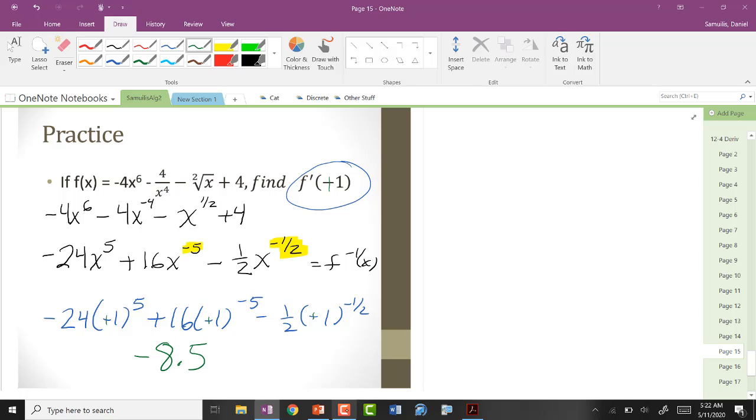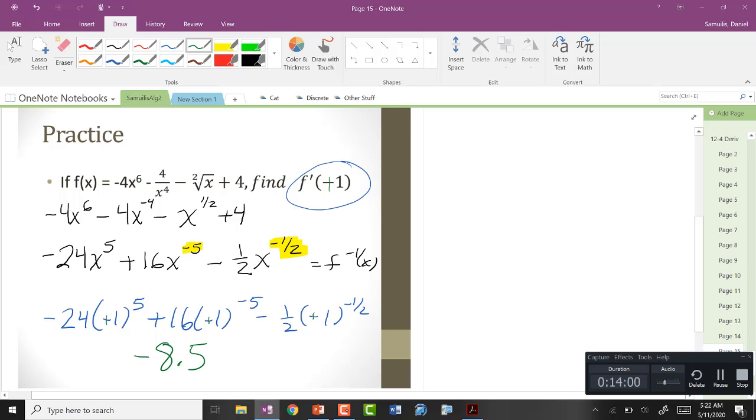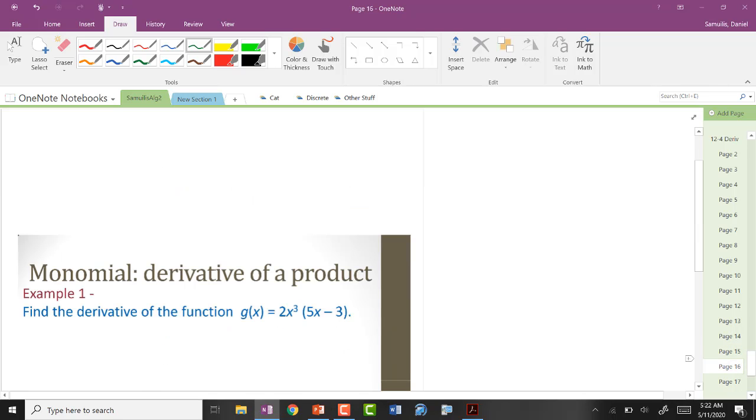Okay, so we are at about 13 minutes. Again, this is the last lesson, so let's keep it moving. Derivatives of products and quotient rules. The derivative of a product is actually pretty straightforward. You could really just distribute and then find the derivative. If we distribute this, I end up with 10x to the 4th minus 6x to the 3rd, and then find the derivative of that. Our derivative is 40x to the 3rd minus 18x squared.